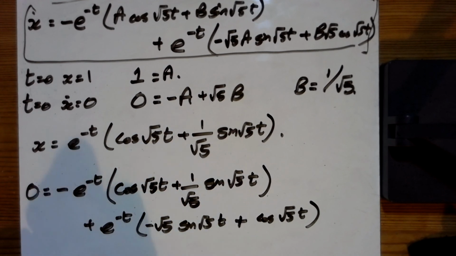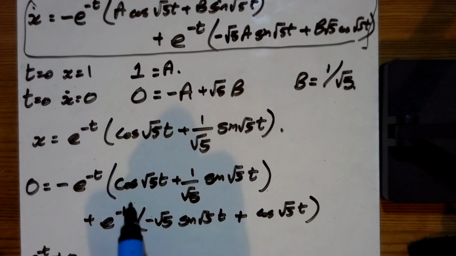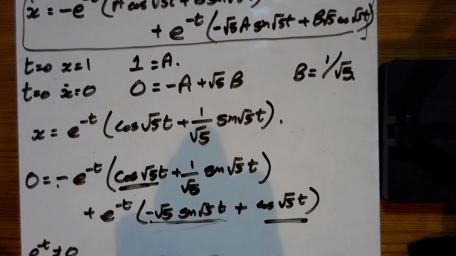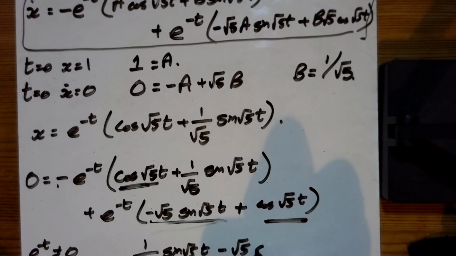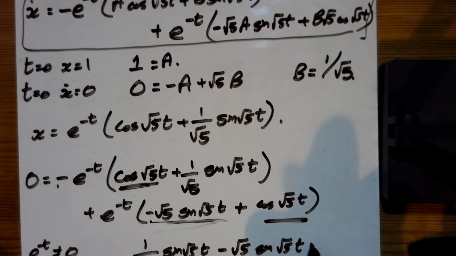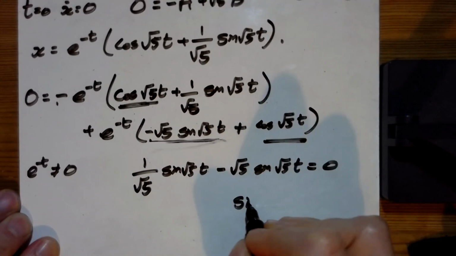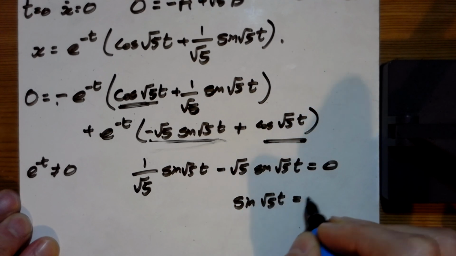Clearly we could just take out the factor of e to the minus t, because that never equals 0 there. Now, aren't they just going to cancel out? Isn't that not those two? That one, the coses, that's a minus cos and that's a plus cos, so they're cancelling out. So all we're really looking for is when 1 over root 5 sine root 5t minus root 5 sine root 5t equals 0. So I think that is just when sine root 5t equals 0.